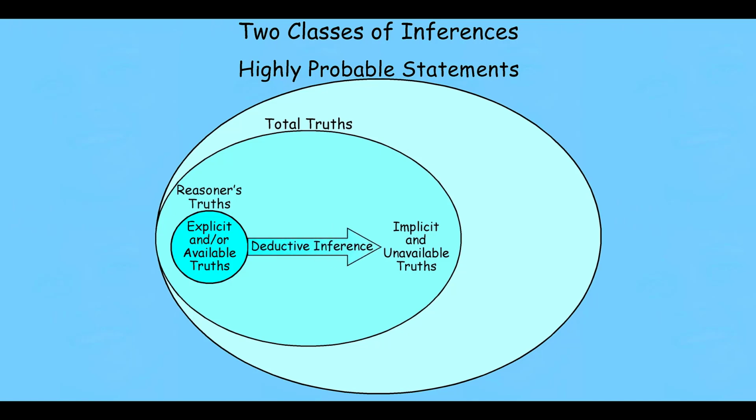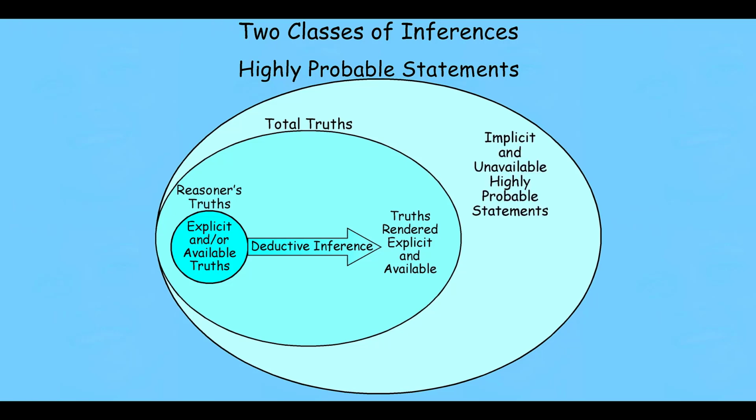A deductive inference takes that initial information that is explicit and available to whatever part of the brain is making that inference, and transforms it, rendering new explicit and available information, transforming that old information into new explicit information, never going beyond what's guaranteed to be true given what the reasoner originally knew.